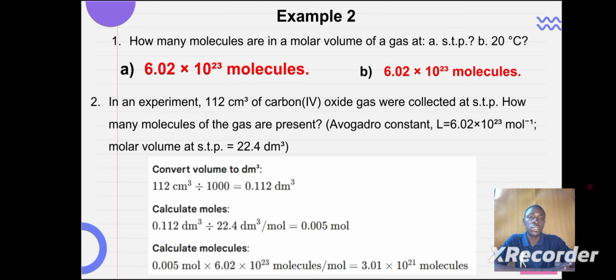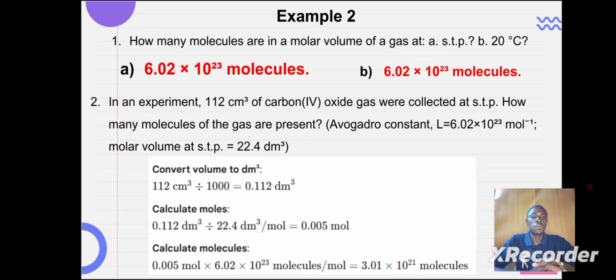In this calculation, I converted 112 cm³ to dm³. It's not necessary anyway, but it can also be done. Since 1000 cm³ makes 1 dm³, when you divide 112 cm³ by 1000, you get 0.112 dm³. We said that 1 mole occupies a volume of 22.4 dm³. So to know the number of moles in 0.112 dm³, you just divide 0.112 by 22.4 and you get 0.005 moles. So that's the number of moles.